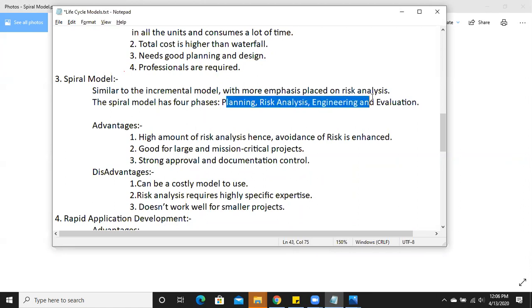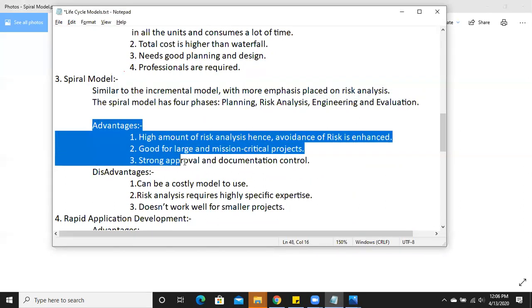So I have mentioned four phases. I have written these four phases. All right. Engineering and evaluation. In engineering, I am developing my project, and in evaluation, I am testing and deploying my project. Right. So let's move to the advantages and disadvantages of this.